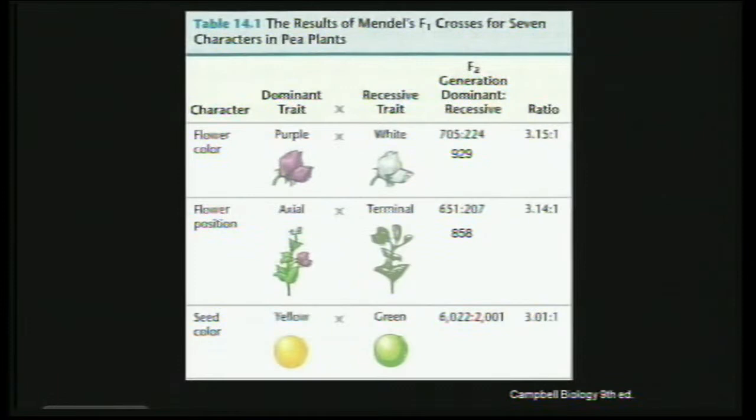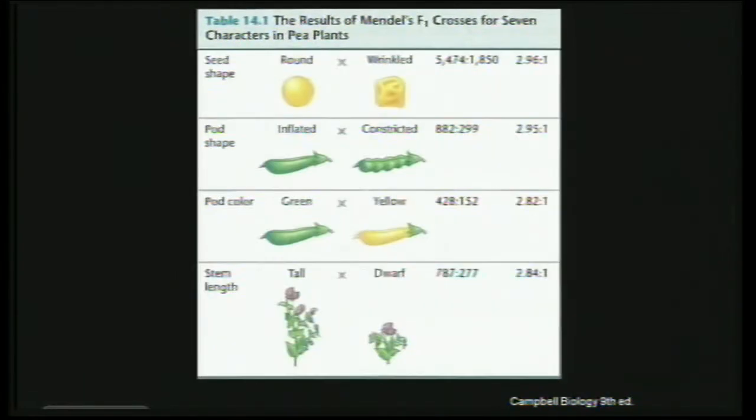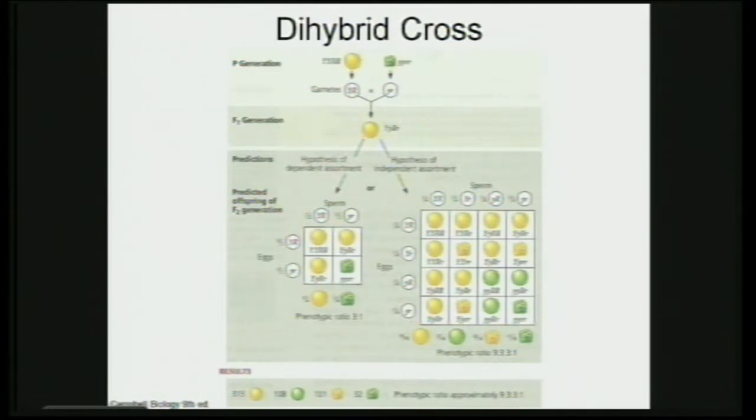So he had to plant them, pollinate them, and see what kind of plants and seeds were produced. He had to plant those seeds again and see what kind of flowers were produced, and that's how he counted the plants and the flowers and came up with this ratio. Okay. Similarly, he did this with the dihybrid cross also.